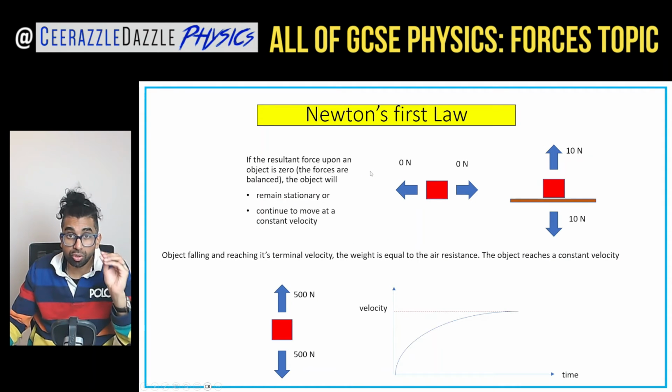Newton's first law. Newton's first law states the following: if the resultant force upon an object is zero, that means that the forces are balanced, and the object will either remain stationary or move at a constant velocity.